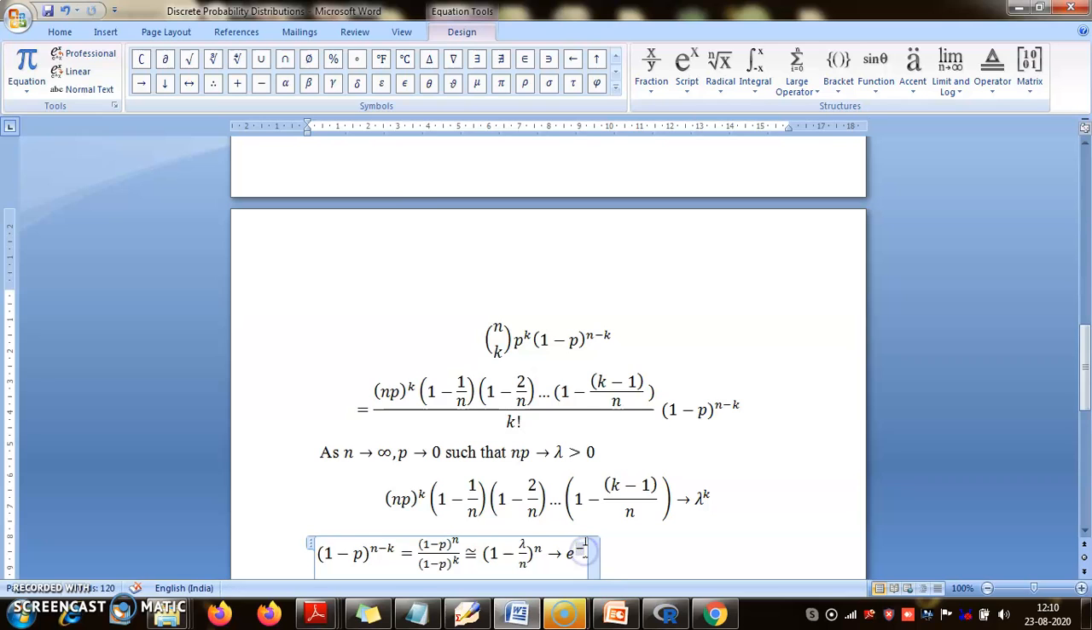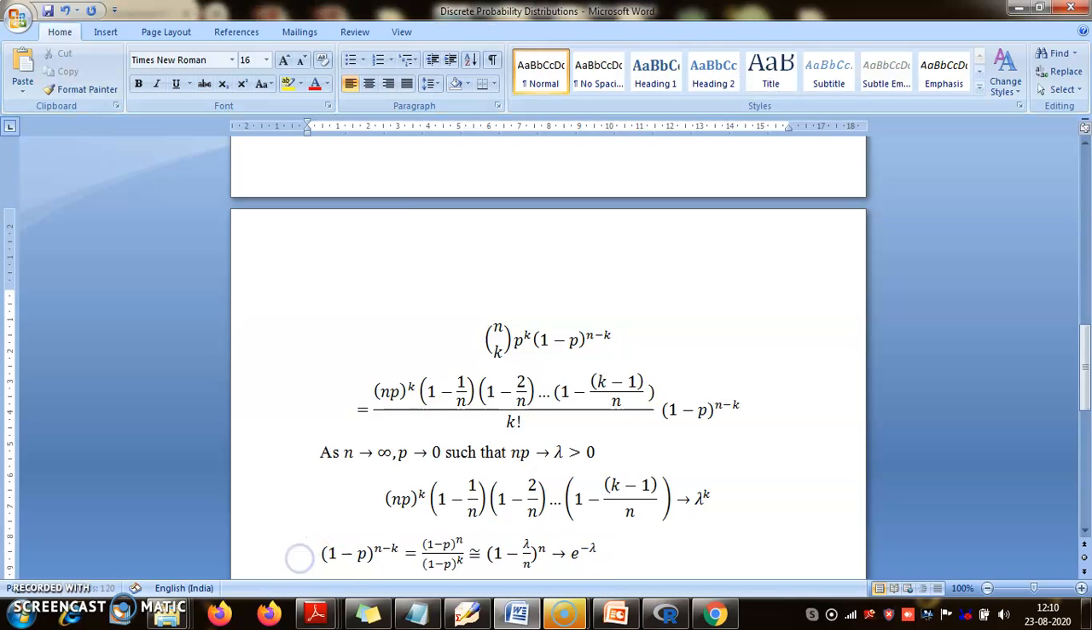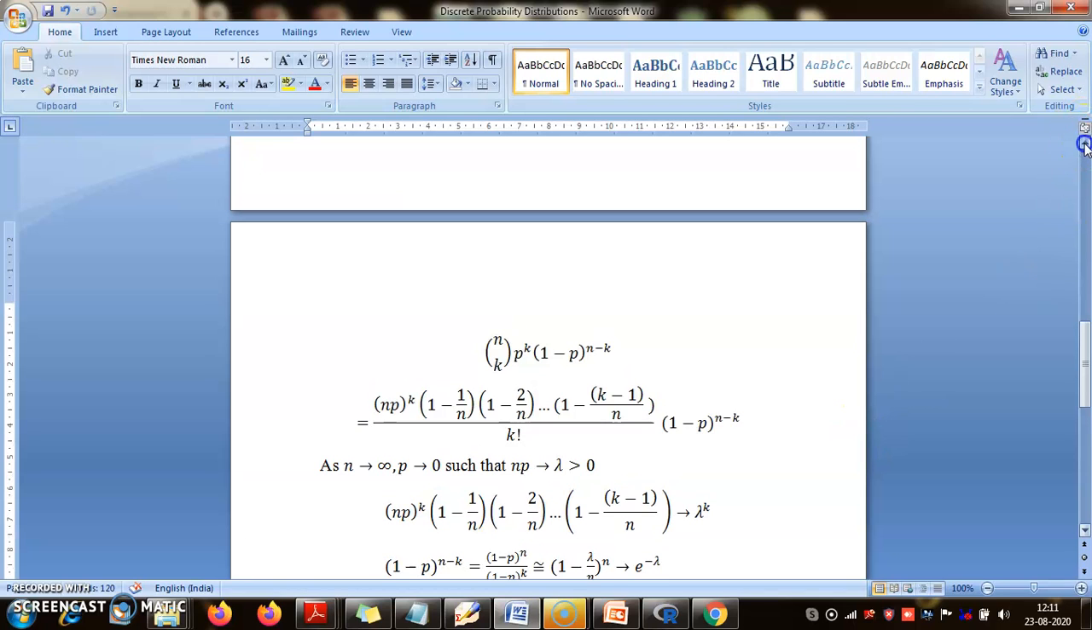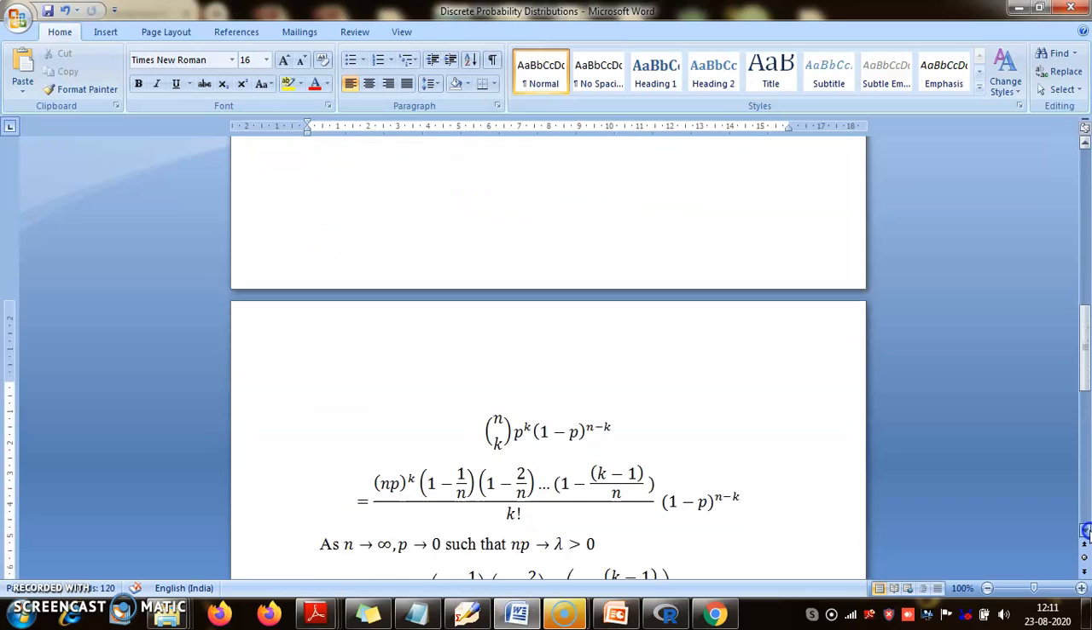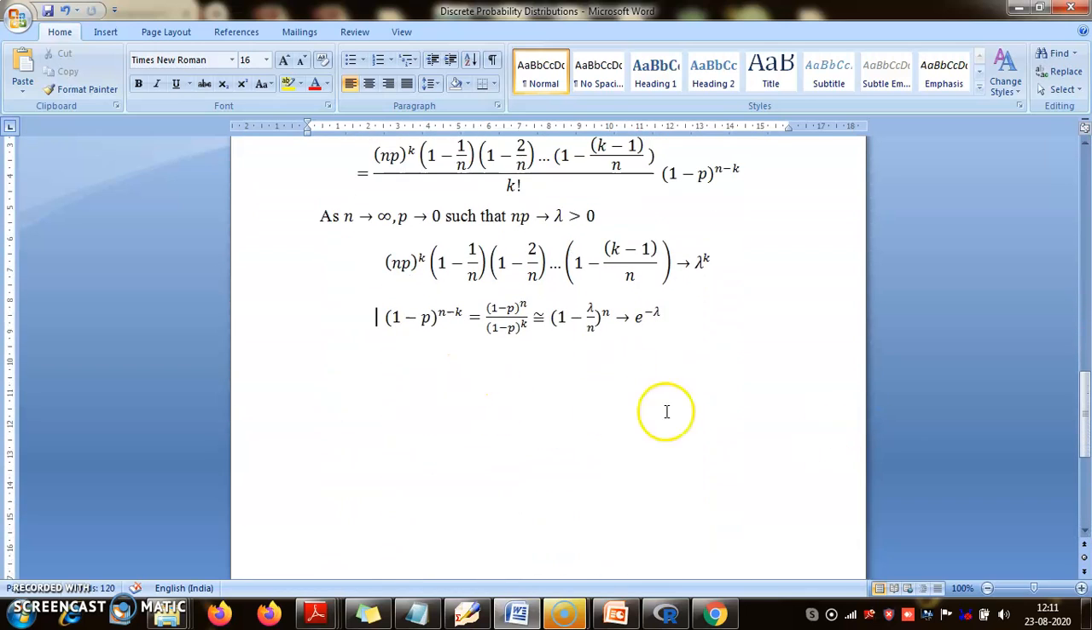So let us align it, and so this completes the proof. So you see in ck, the first ratio would converge to lambda to the power k by k factorial, and the second expression goes to e to the power minus lambda. So this completes the proof. Therefore this would go to e to the power minus lambda, lambda to the power k by k factorial. And so now the proof is complete.